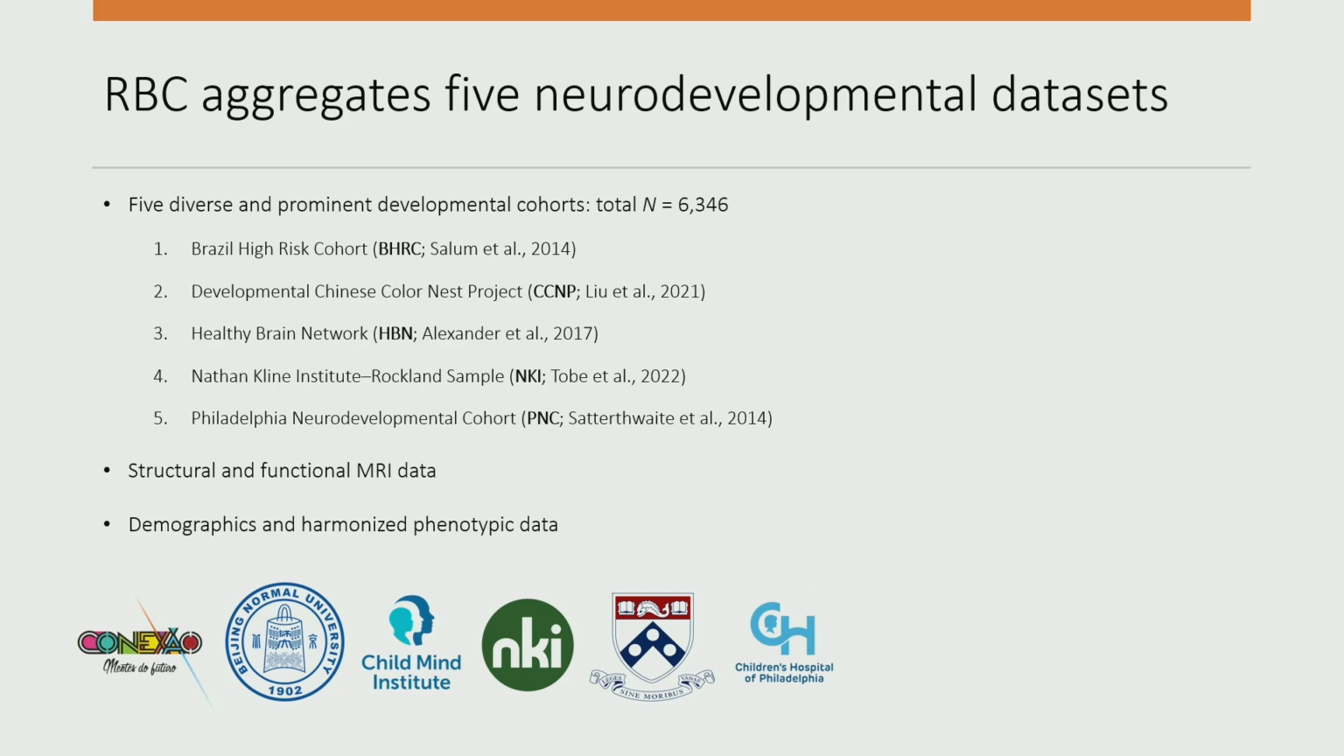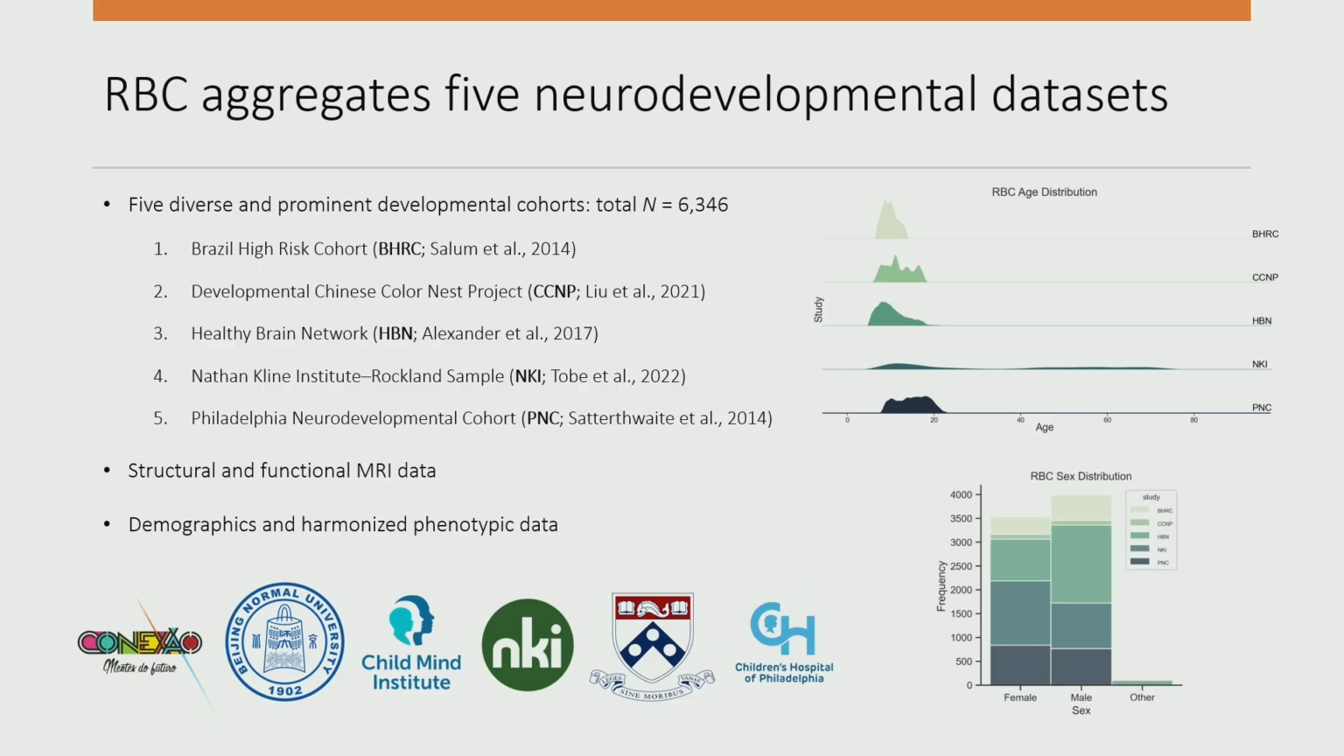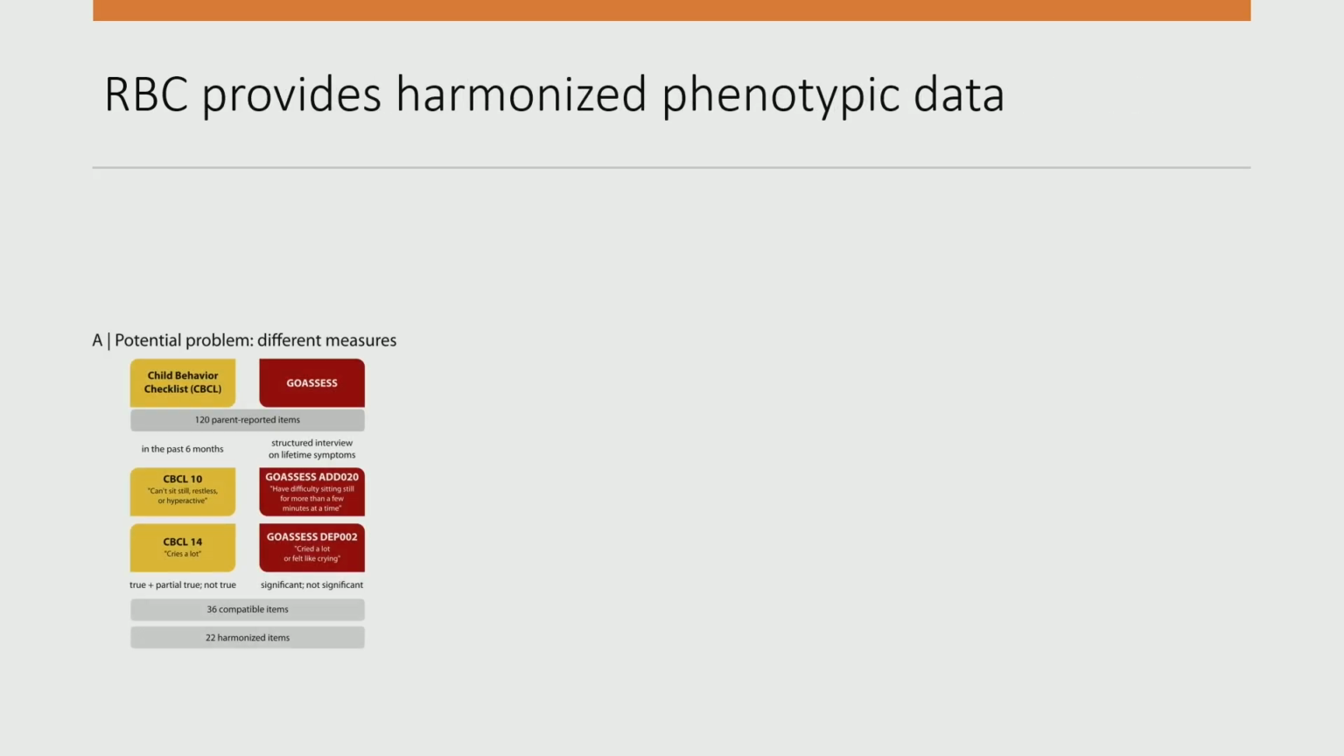Critically, we didn't just get the imaging data, but we also got demographic data and then harmonized the phenotypic data about psychiatry. That was one of the hardest parts. Giovanni Salum led that. And so if you look at the age distribution, it's really about brain development, but because NKI Rockland is a lifespan study, it does include some older people also. You can also see an even mix of males and females across the different data sets.